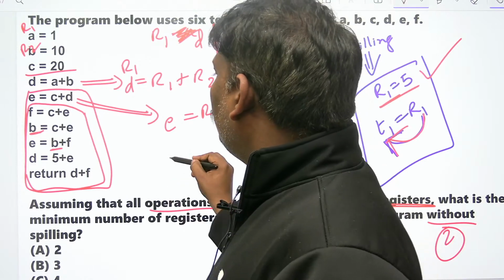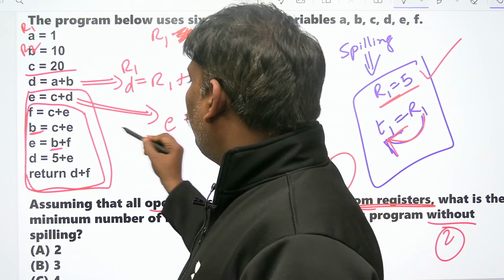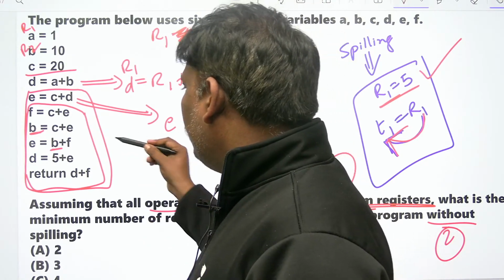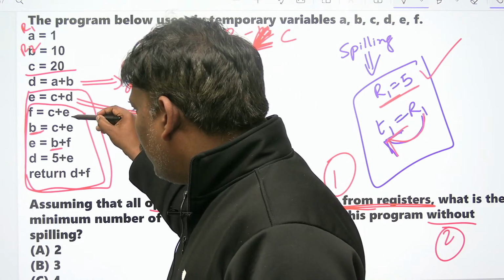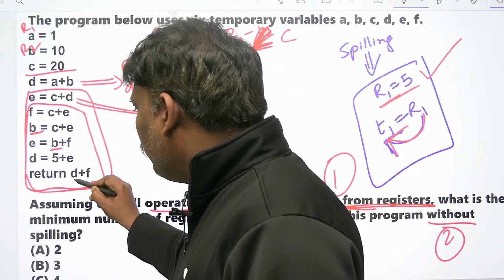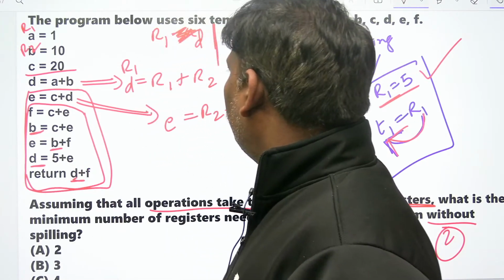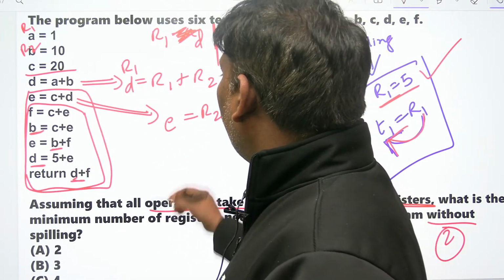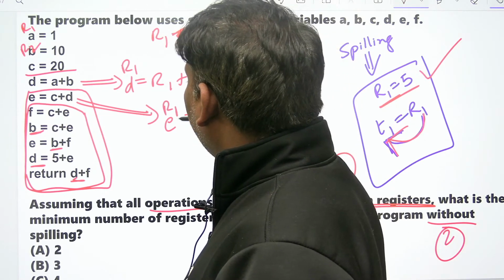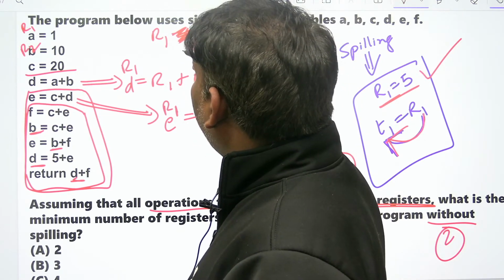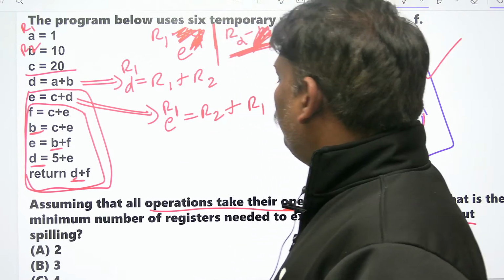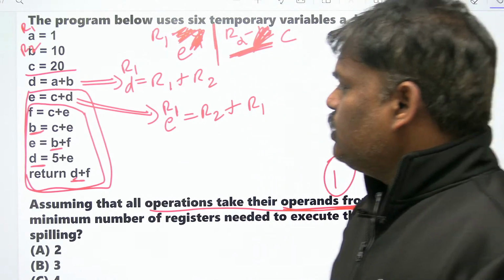In the further code, can you check whether D is coming anywhere? D is coming, but this is the new D. No problem. If you lose the D also, no problem. I think you can keep it happily here. So R1 is not D, R1 is E. No problem. So this is also completed.